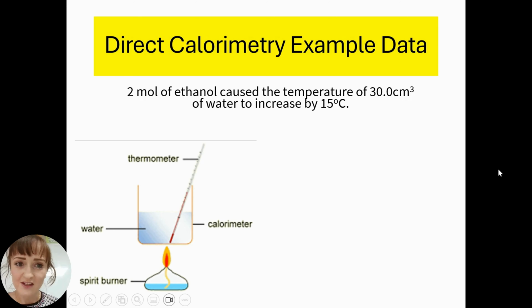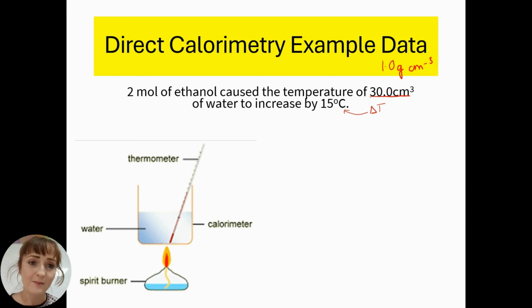Let's look at an example of the data you would get from an experiment like this. If you're told that 2 moles of ethanol causes the temperature of 30 centimeters cubed of water to increase by 15 degrees, so you're told your delta T, your change in temperature. You're given a particular volume of water, but I can easily convert that to a mass because I know the density of water is 1 gram per centimeters cubed. That means that for every centimeters cubed of water I have that equivalent number in grams, which means that I also have a mass of 30 grams of water.